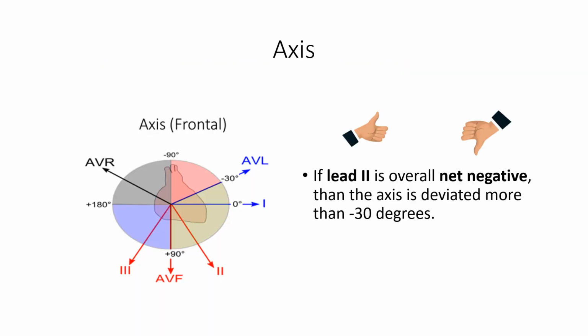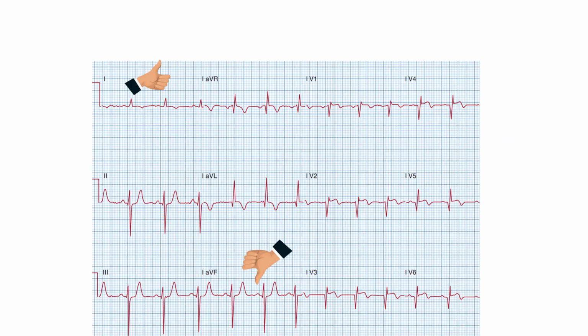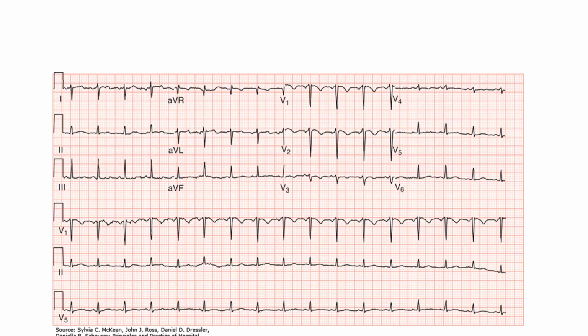If we suspect that we have left axis deviation because lead 1 is up and AVF is down, then we have to look at lead 2. If lead 2 is overall net negative, then the axis is deviated more than negative 30 degrees, and we have definite left axis deviation. Looking back at our 12-lead EKG, we're looking at lead 2, and yes, we can see that overall it is net negative, and so we do indeed have a left axis deviation.